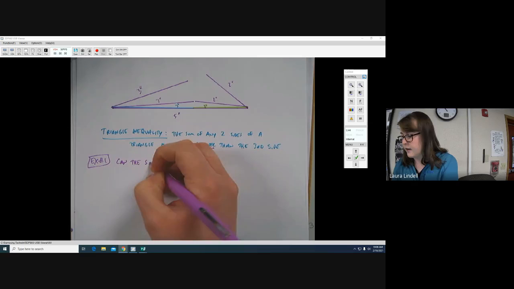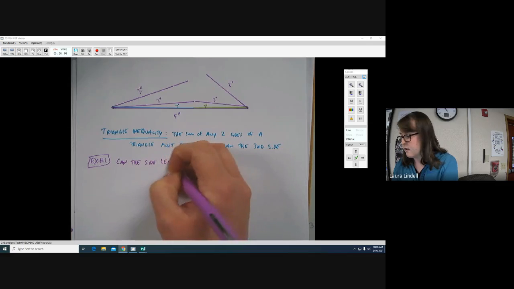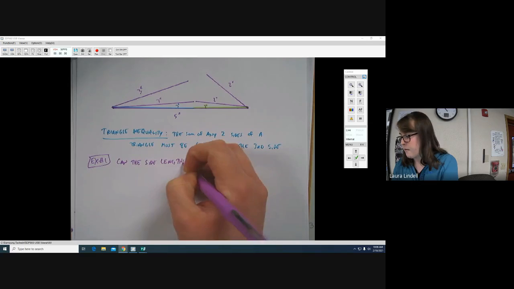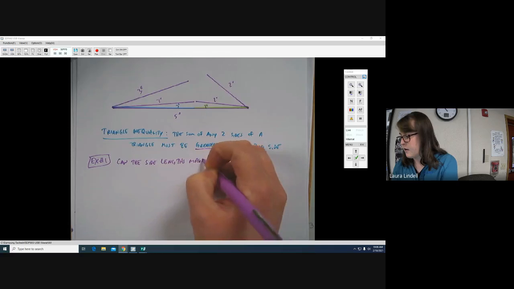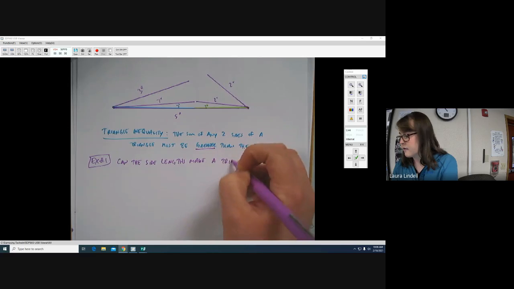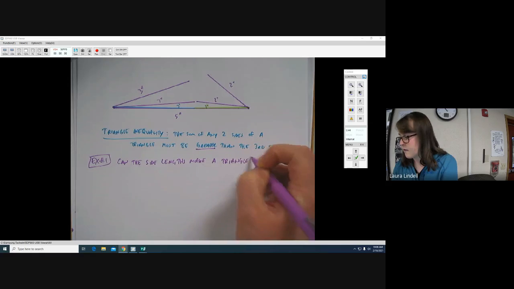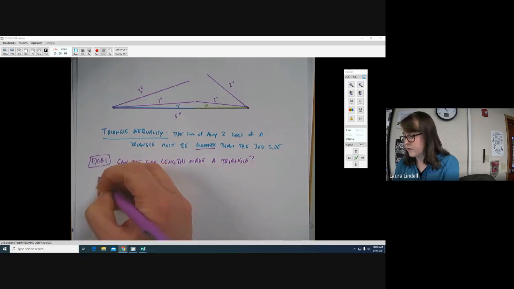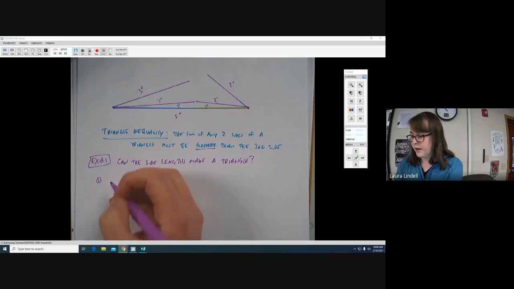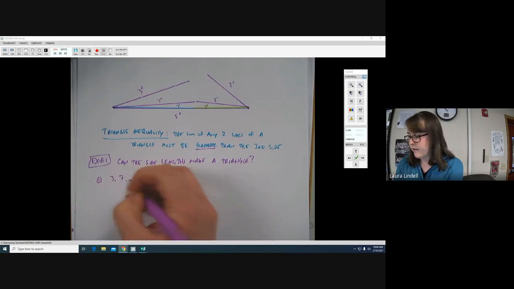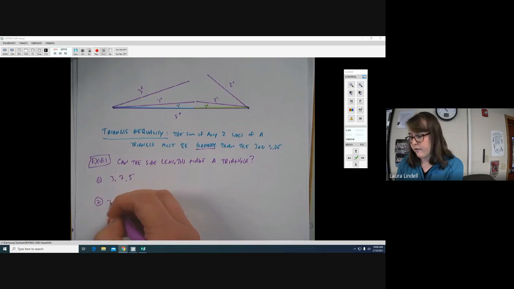Can the side lengths make a triangle? So for the first one, we'll have 3, 7, and 5. For the second one, we'll have 3, 4, and 8. For the third one, we'll have 3, 10, and 7.